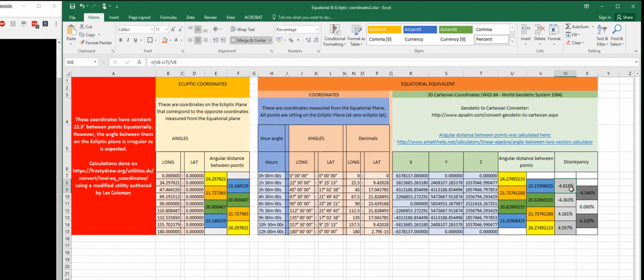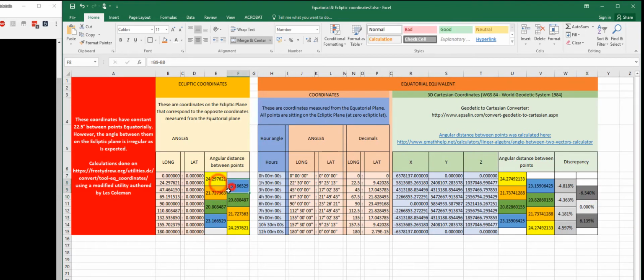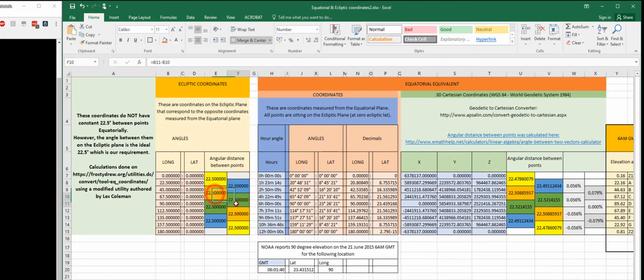They have between 4.3% and 4.6% discrepancy between them, up to 6.5%. No, we want them evenly spaced on the ecliptic plane. So after I fixed my program, you can see here that I chose points for generation that have an even angular distance between them on the ecliptic of 22.5 degrees. Not this mess. This is a mess. This is correct. They have to have a constant 22.5 degree angle between them on the ecliptic.